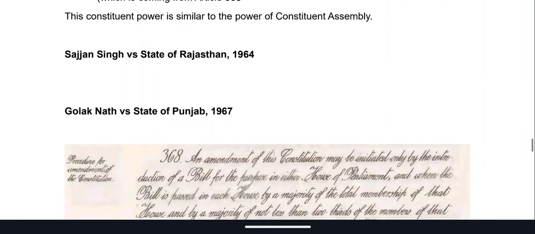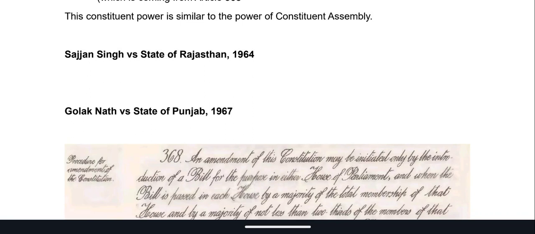Now, after the Shankari Prasad case, the status was all in favor of the government. Then there came another case called Sajjan Singh versus State of Rajasthan, 1964. This is also a similar case. All the arguments and the judgment of Shankari Prasad were upheld by the Supreme Court in the same case, that is Sajjan Singh versus State of Rajasthan.